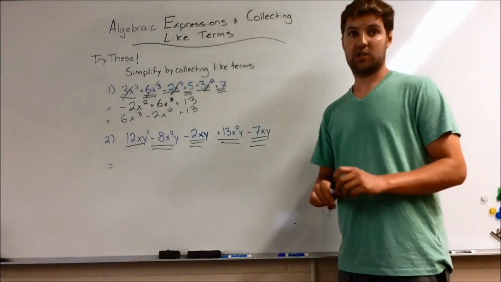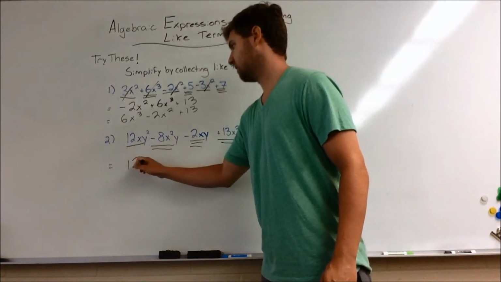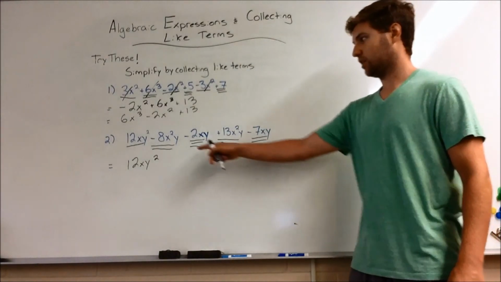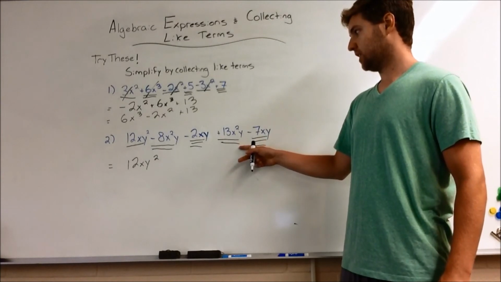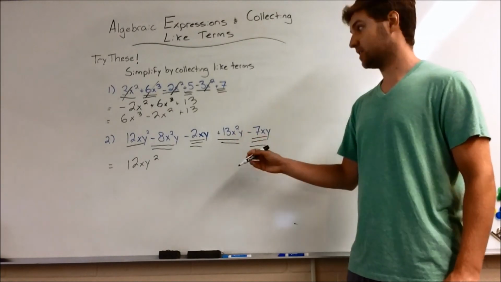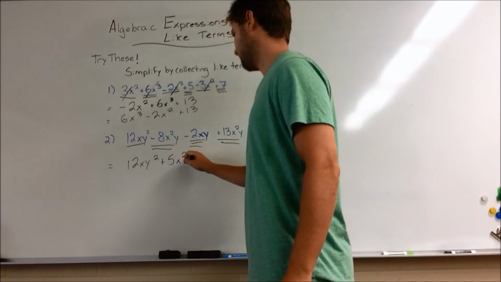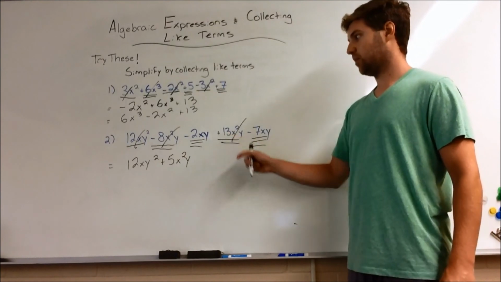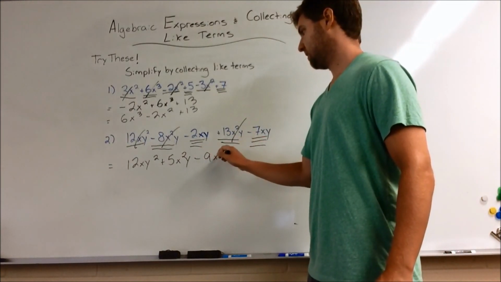We've identified our like terms, now we add them together. There was nothing to go with the 12xy squared. Now we look at our double underlines. Negative 8x squared y and 13. So negative 8 plus 13 is 5. So we have plus 5x squared y. Cross all those out. And finally we have our xy's. Negative 2 minus 7 is negative 9xy.